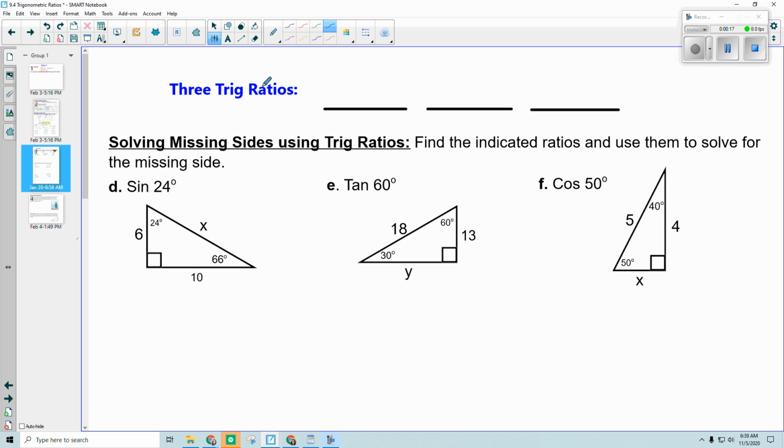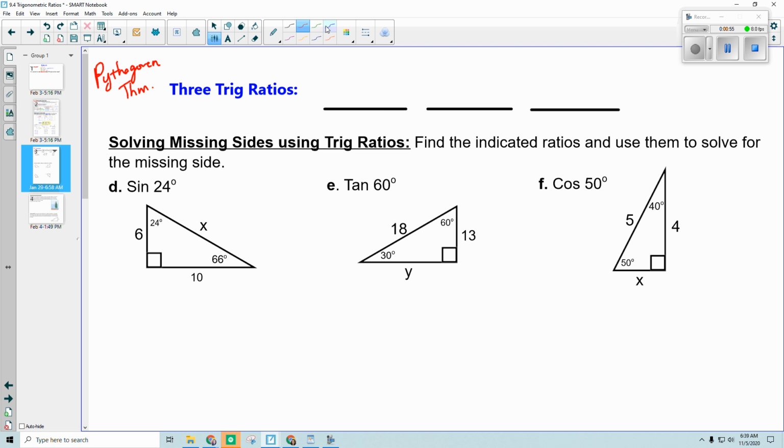Okay. So these trig ratios, we'll find out in a second, will really easily help us solve for missing sides. Right now, the only tool at our disposal to solve for a missing side in a right triangle is the Pythagorean theorem. But we're going to learn some triangles in a second we cannot use the Pythagorean theorem on. So when we can't use the Pythagorean theorem, trig ratios are going to be the only way that we are able to solve for a missing side.